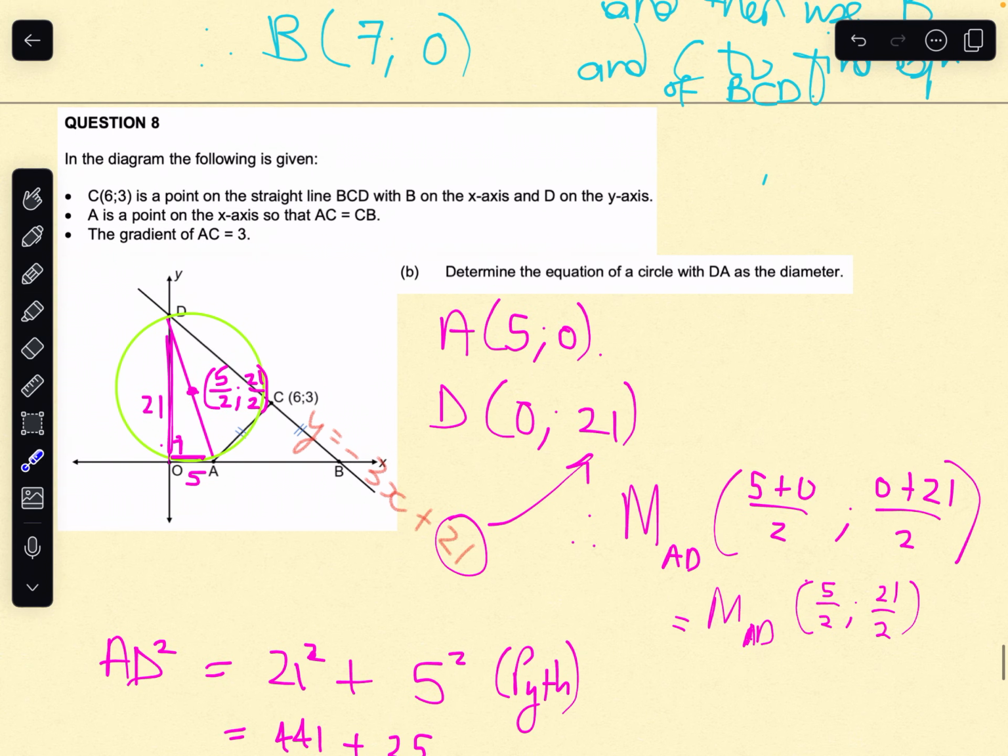Maybe let's just test if y is equal to minus 3x plus 21. We did see that that does work for 3. Minus 18 plus 21 is indeed 3. And the other equation was y is equal to 3x minus 15. 3 times 6 is 18 minus 3.